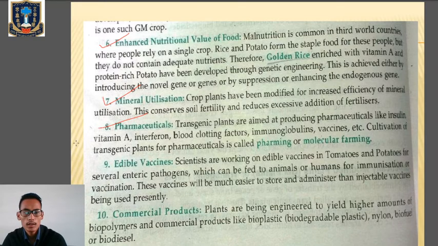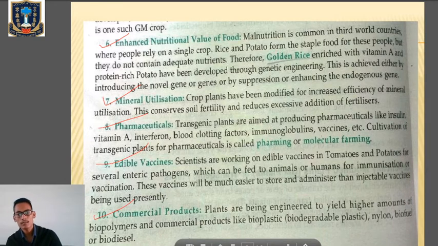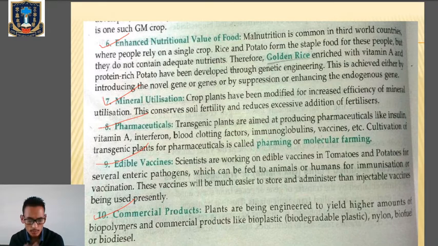Then we have edible vaccines, point number 9, where scientists are working on edible vaccines in tomatoes and potatoes for several infectious pathogens, which can be fed to animals or humans for immunization or vaccination. Then number 10 is commercial products, where plants are being engineered to yield a higher amount of biopolymers and commercial products, like nylon, biofuel or biodiesel, which have been developed mainly for commercial purposes. So these are a few objectives of developing GM plants or GM crops.